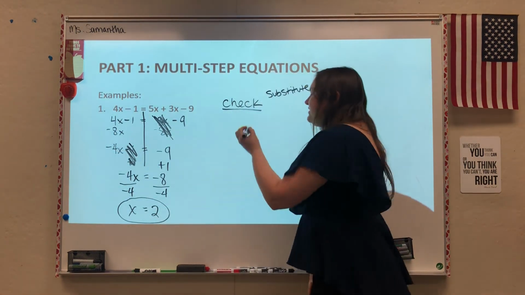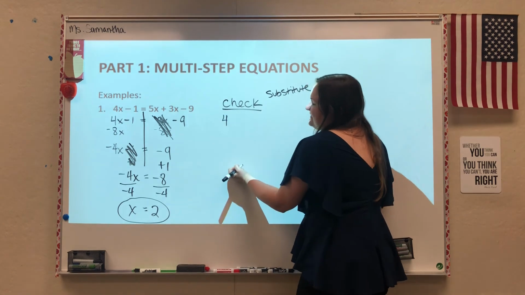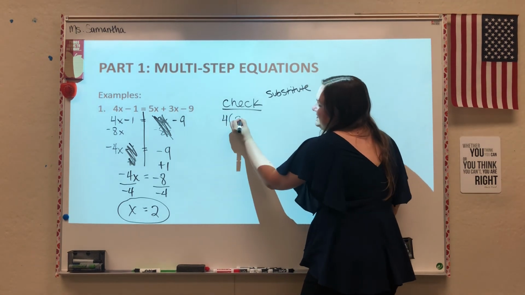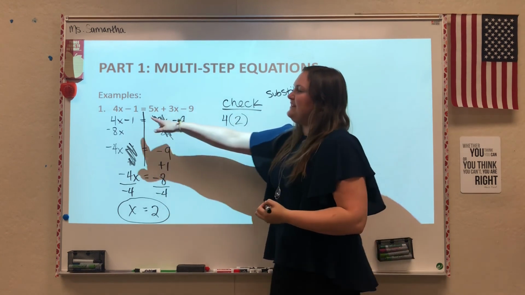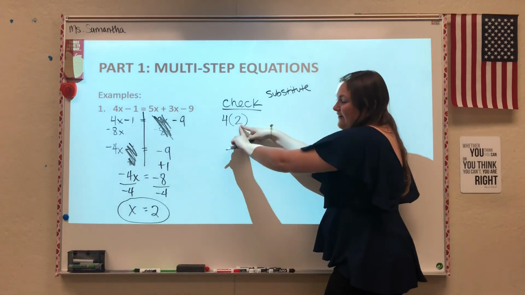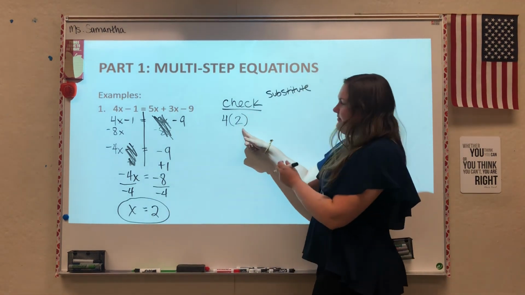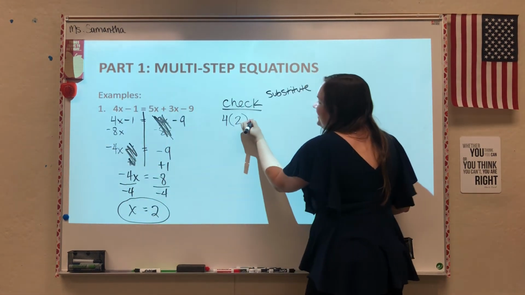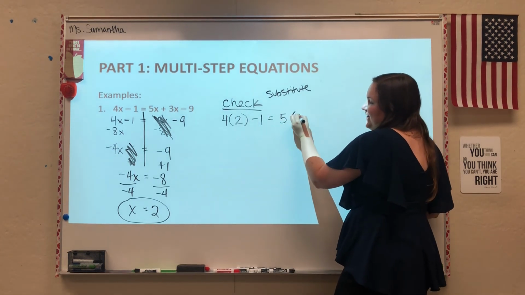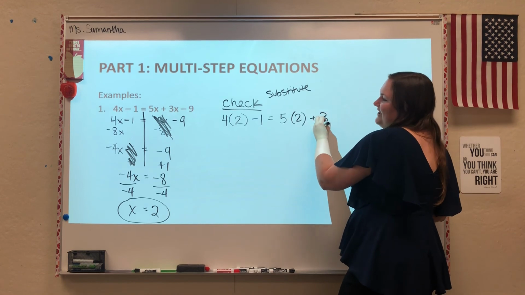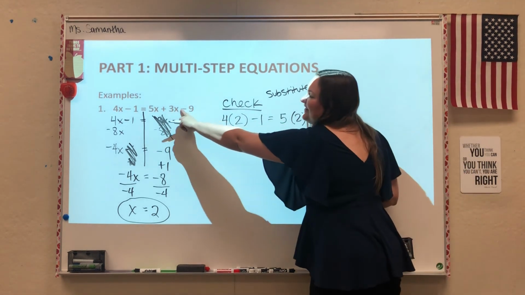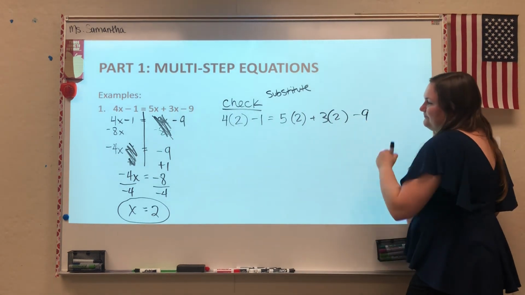So when I go to substitute to check my answer, I could say 4. Instead of 4x, I'm going to say 4 times 2, because remember we said this means multiplication. So 4 times 2. Where did that 2 come from? Well, it came from our answer. I'm going to keep copying. Minus 1 equals 5 times 2 plus 3 times 2, and then minus 9.